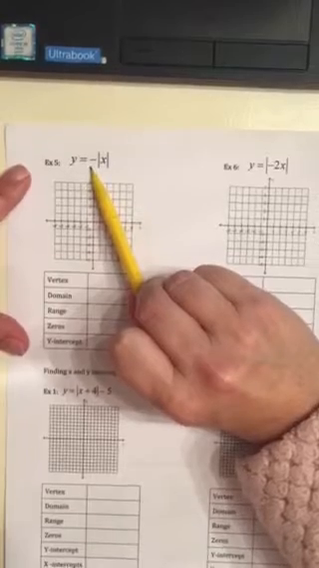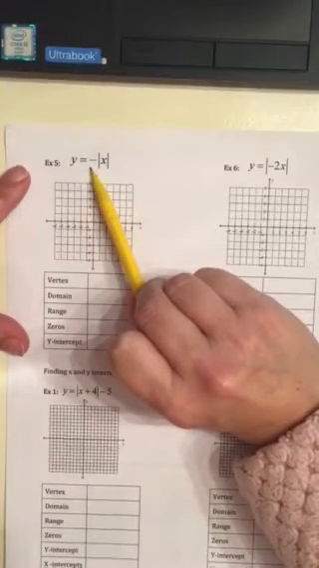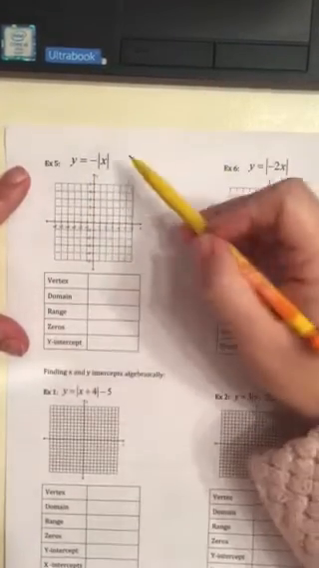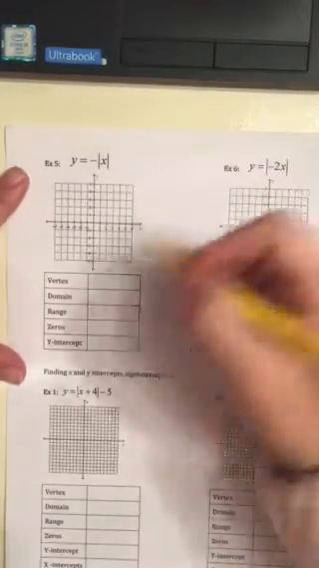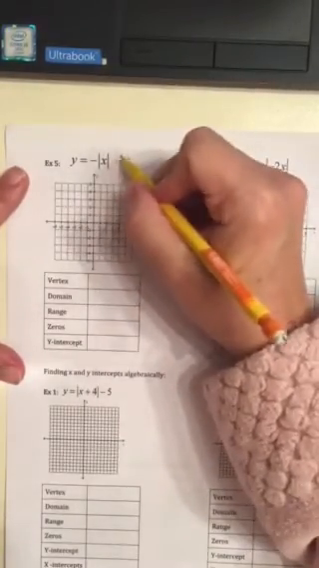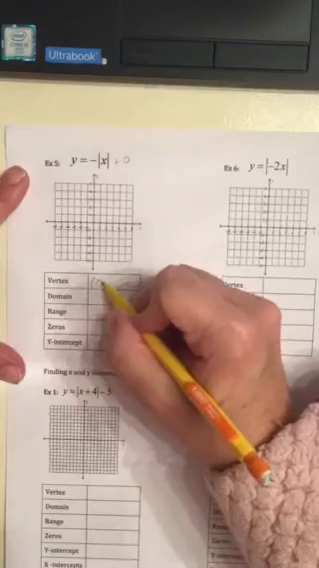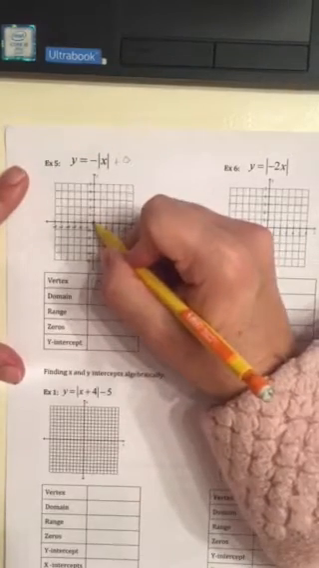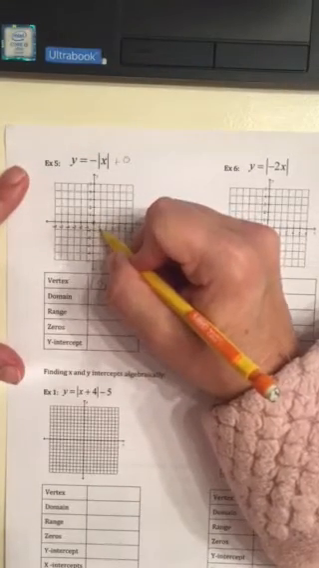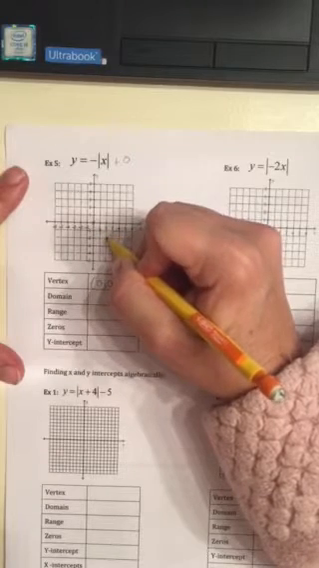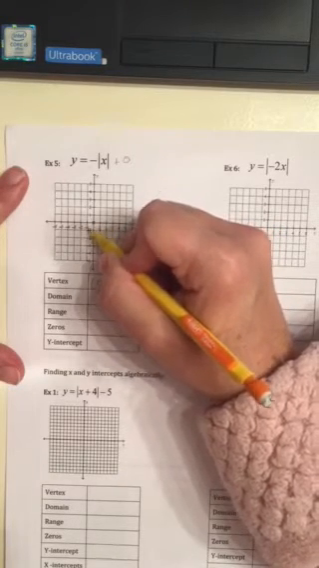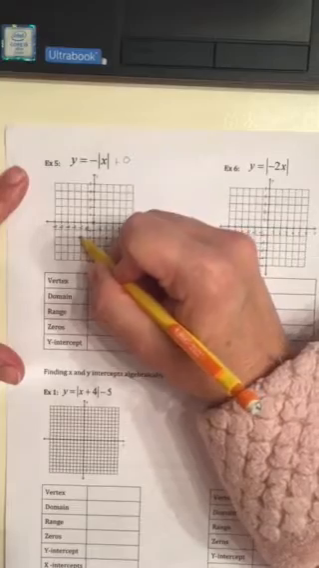You can see from your negative sign that we're going to have a reflection. So not a V that faces up, but a V that faces down. Vertex is still the same, 0, 0. So you want to get your vertex, and then down 1, right 1, down 1, right 1. Back to the vertex, down 1, left 1, down 1, left 1.